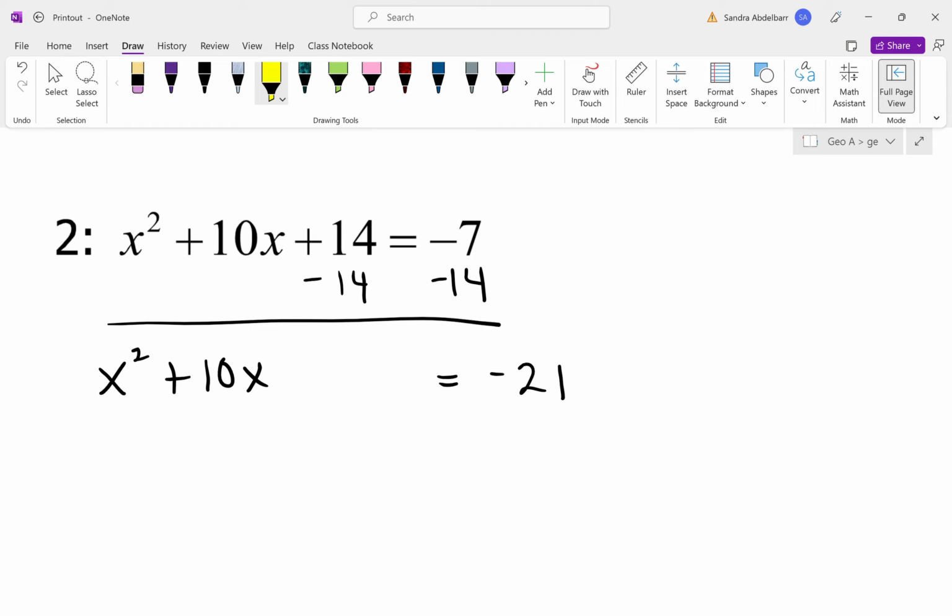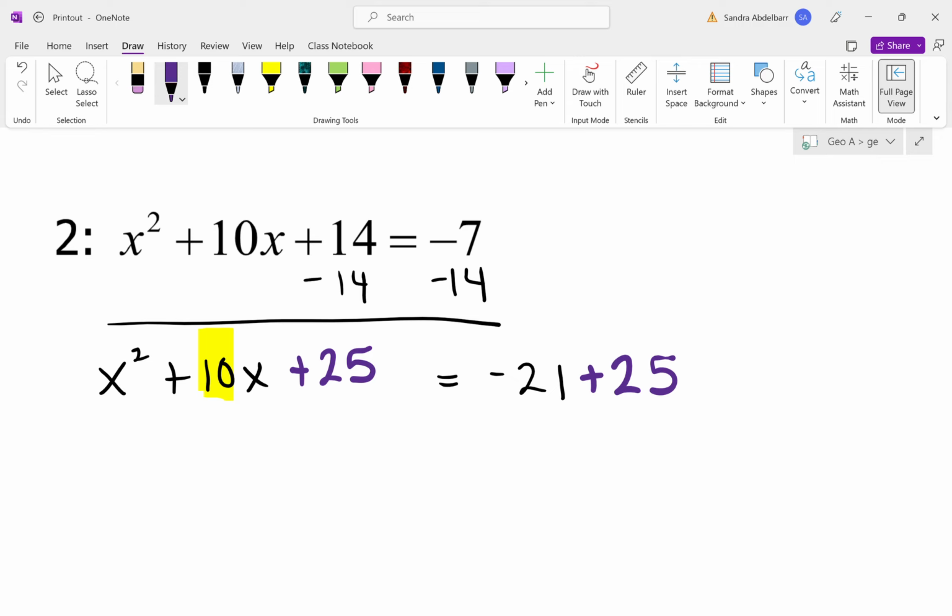Max, what do I do now? You divide the 10 by 2. Excellent. We're going to go to our x coefficient. We're going to divide it by 2. 10 divided by 2 is 5. So what should I do now with that 5? Square it. 5 squared is 25. I'm going to add that 25 to the left side, but I also have to add it to the other side to keep it balanced.